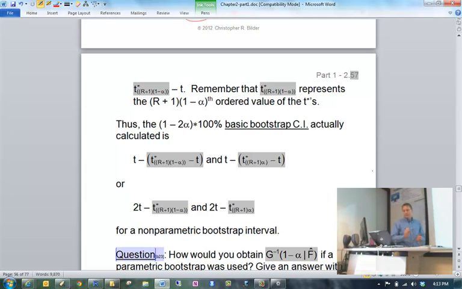So then the actual interval that we would calculate, a non-parametric interval, would be this. T minus the estimate of that 1 minus alpha quantile is the lower bound. The upper bound is T minus an estimate of the upper quantile. I'm sorry, I said that wrong. T minus 1 minus alpha quantile, the estimate of that.